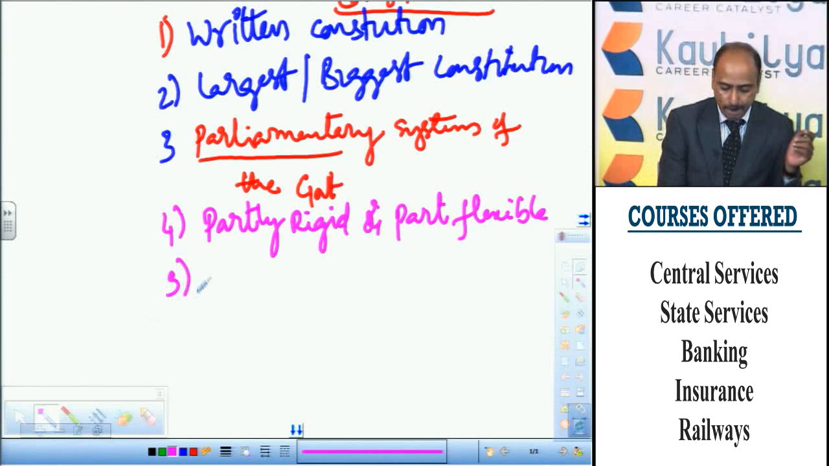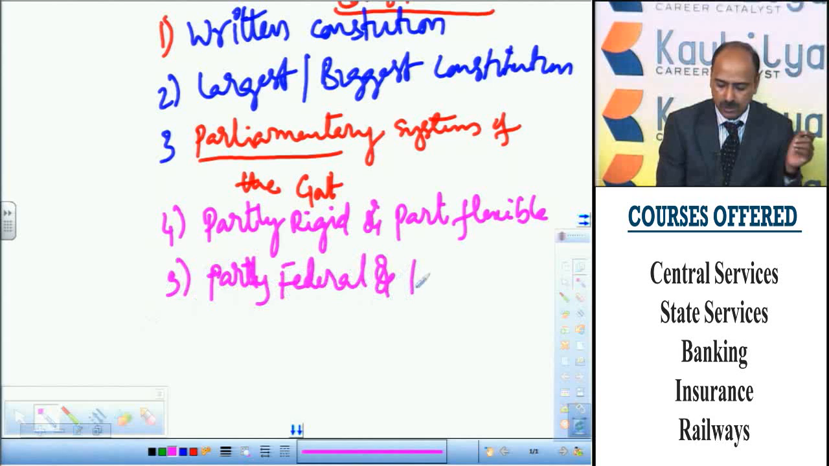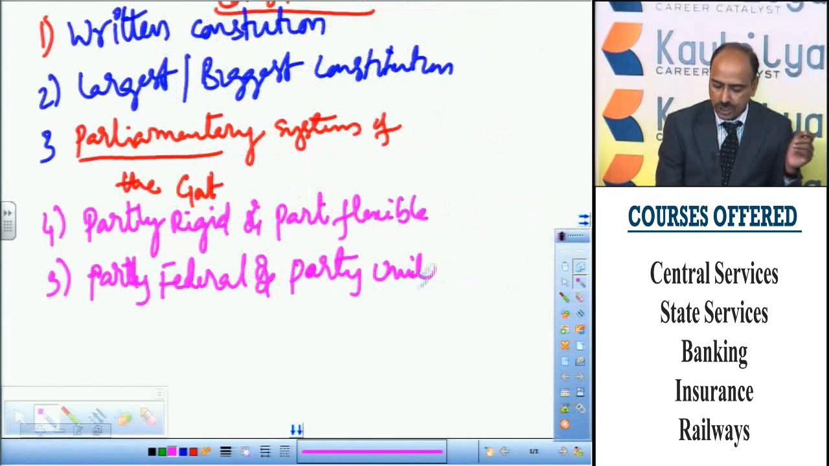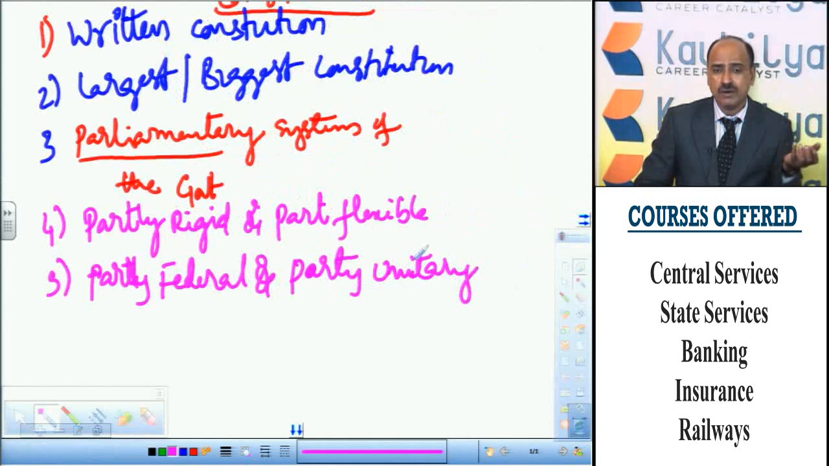Next, partly federal and partly unitary. Our constitution has partly federal principles and partly unitary principles. The base is unitary, but the features are federal features.